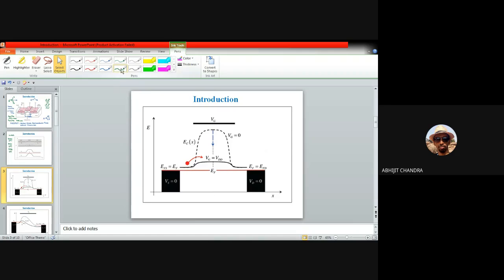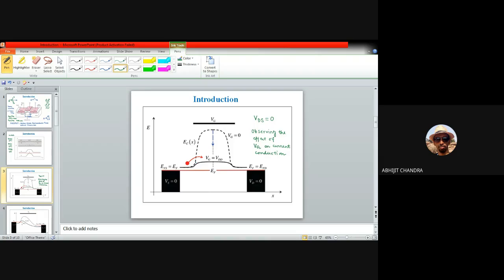I think it will be better if I write it down. So here we are just observing VDS, drain to source, equal to zero, and we are observing the effect of VGS, or VG, on current conduction. So we are observing the effect of VG on current conduction.